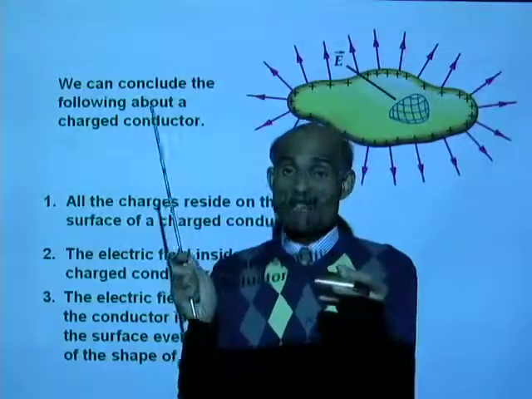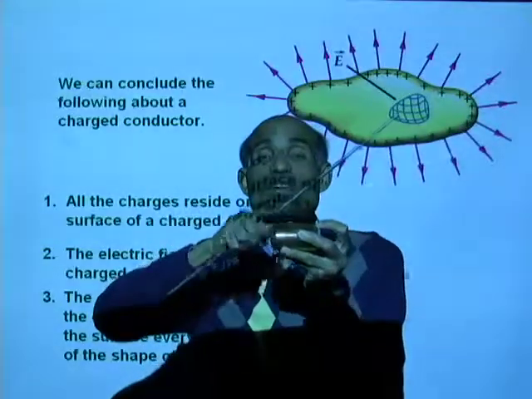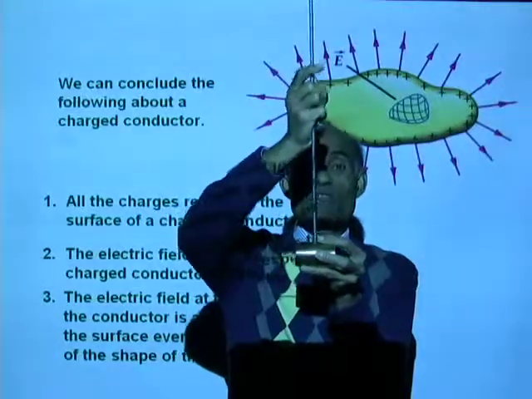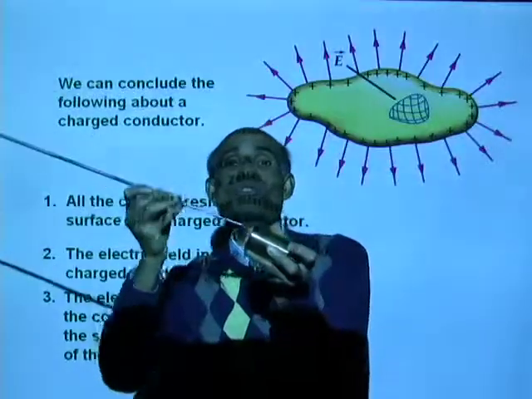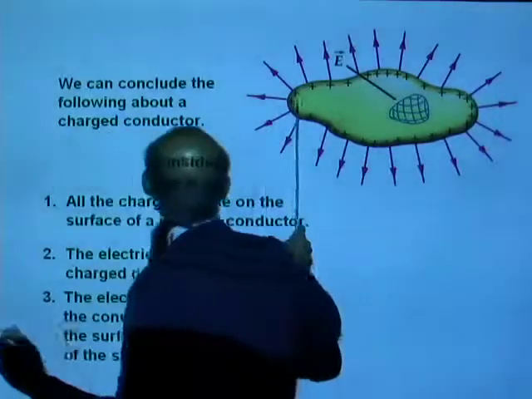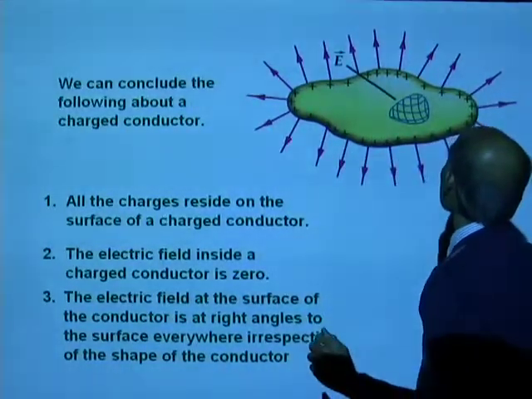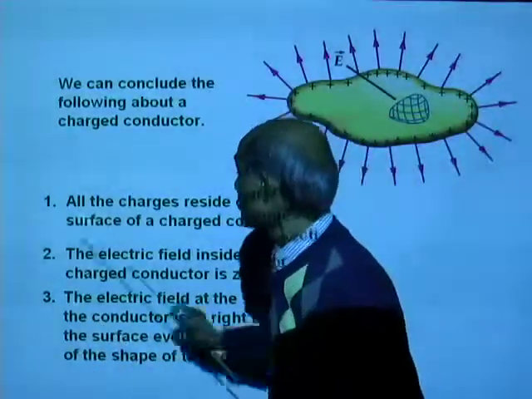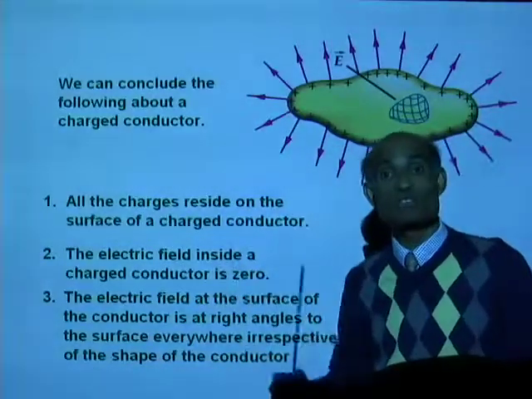Now, since it doesn't happen, we can conclude that there will be no electric field along the surface of the conductor, which means all the electric field is at right angles everywhere on the surface of the conductor. The electric field at any point on the surface of the conductor will be at right angles, irrespective of the shape of the conductor. So you must be familiar with these properties of a charged conductor.